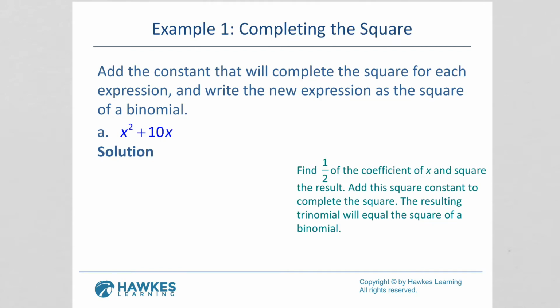In order to do that, we're going to find half of the coefficient of x and square the result. We're going to add this square constant to complete the square. The resulting trinomial will equal the square of a binomial. x squared plus 10x plus some number is going to equal some quantity squared.